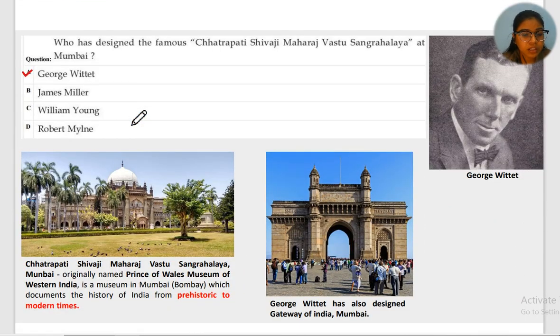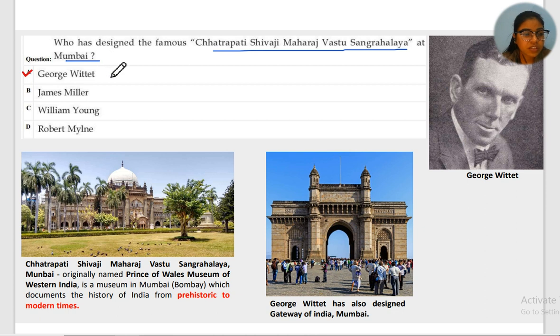So this question may also get repeated. Who has designed the famous Chhatrapati Shivaji Maharaj Vastu Sangrahalaya at Mumbai? The question is asking who was the architect who designed the Chhatrapati Shivaji Maharaj Vastu Sangrahalaya, which is a museum located in Mumbai.